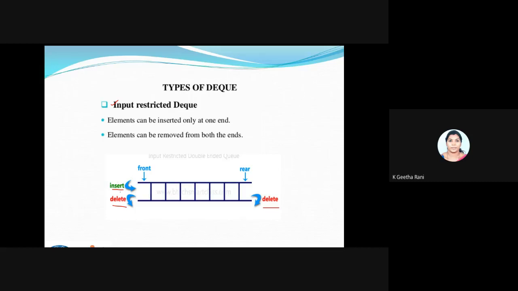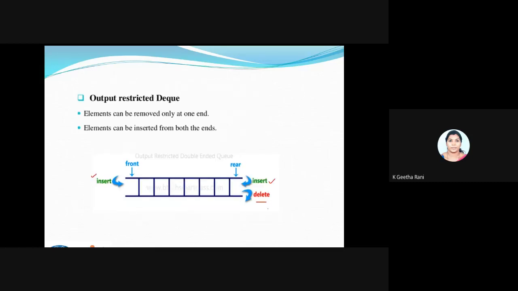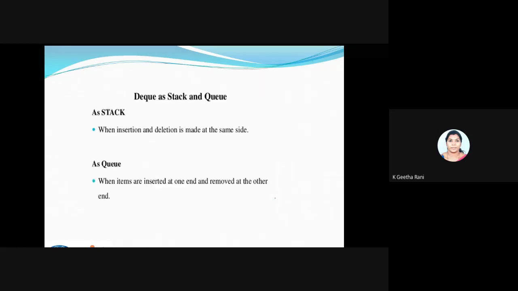Okay, output means only one end will be performing a deletion. This is the way you can remember it. And next we'll have this DQ. So we will say what this DQ has actually, what all properties it's supporting. So we'll take this DQ as a stack or as a queue.